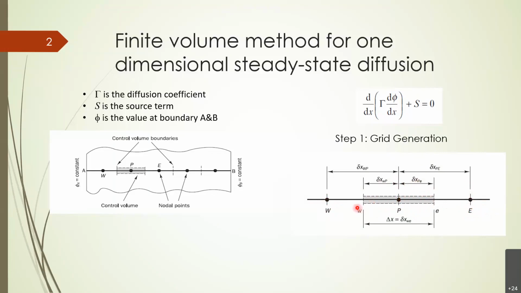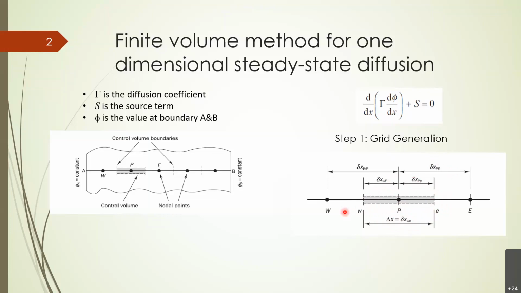So we represent it with a small w from the west side and a small e from the east side. The distance between P and capital W is delta x WP. The distance between P and E is delta x PE. The distance between P and small w is delta x small wP. The distance is also the same here, delta x P small e. The distance between small w and small e, which is our control volume, is delta x, which is also equal to delta x small w small e.